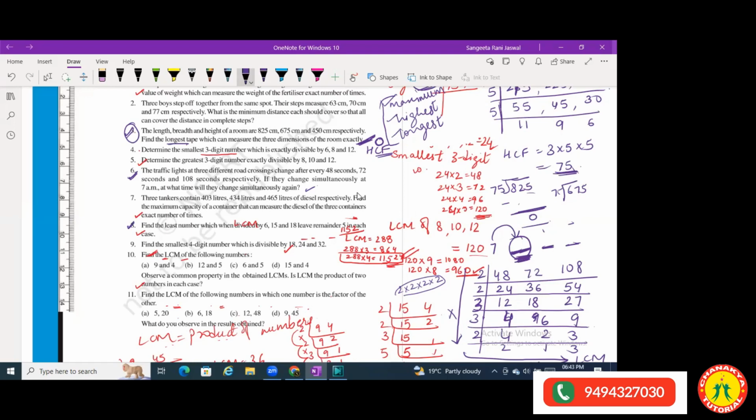Okay, find the least number which when divided by, I'm doing question number 8. Find the least number which when divided by 6, 15 and 18 leaves remainder 5 in each case. So first we need to find the LCM, as there is least in the sentence. So the LCM of 6, 15 and 18, and we need to add 5 to the LCM. Then you will get your answer.